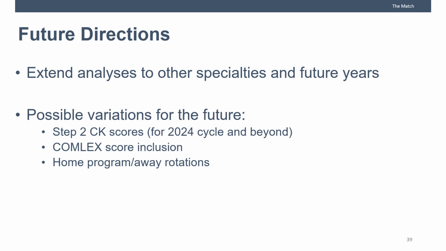Thus, we intend to include Step 2 CK scores to account for this exam's likely increased influence in the selection process in the future. As we noted on the previous slide, the results presented today do not generalize to osteopathic applicants without Step 1. We hope to incorporate COMLEX scores into these analyses to account for this in a future iteration of our work. And finally, I mentioned that home program and away rotations are critical factors in the selection process. We are exploring options to obtain this information or proxy variables that may be available to address this important unknown.